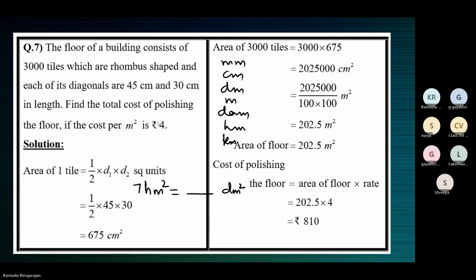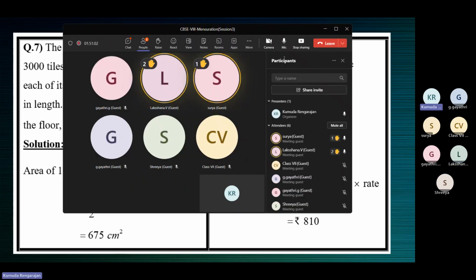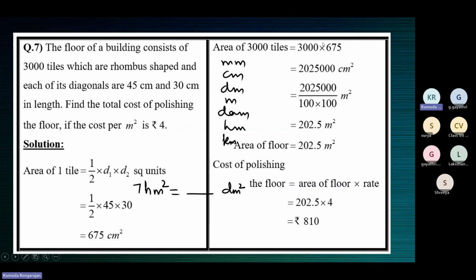Lakshana: Ma'am, we have to multiply by 1000. You have to multiply. Okay, Gayatri. Multiply, ma'am. And what's the number by which you'll have to multiply, Gayatri? 1000, ma'am. Multiply by 1000. Lakshana, what did you say? 1000. Okay.